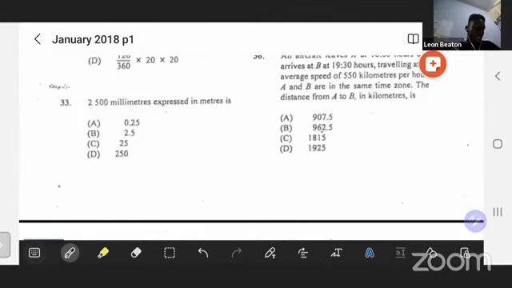2,500 millimeters expressed in meters is a simple conversion.